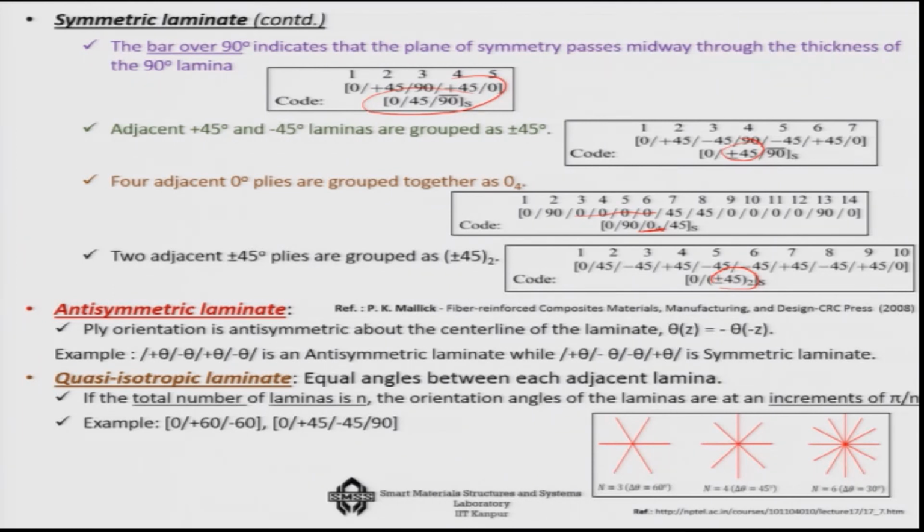And antisymmetric is a peculiar case where, with respect to the mid plane, you actually lose the symmetry of the system. For example, look at this one: with respect to the mid plane, here one side is minus, another side it is plus, reversed. Whereas, if it is like this, then it will be a symmetric laminate. And quasi isotropic laminate is where you have equal angles between each adjacent lamina. So, for example, 0, plus 60, minus 60, or this one. So, these are all quasi isotropic, they are generally isotropic in plane. So, these are different descriptions of the composite laminates.